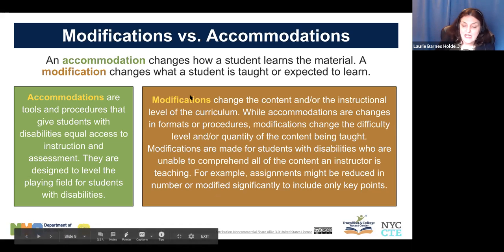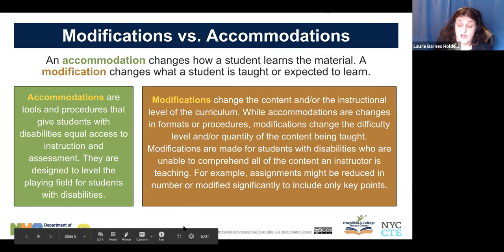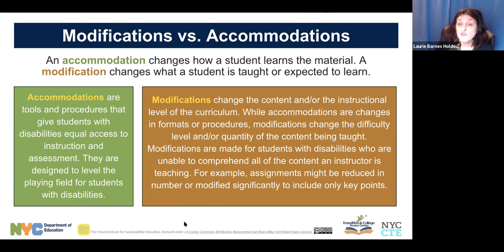So who gets these accommodations and who gets modifications? So students with disabilities who have IEPs or 504 plans may receive testing accommodations on all assessments, including New York State and New York City assessments, and even classroom assessments. So some students who also have been declassified, meaning they no longer have an IEP, may also receive accommodations. But in order to receive these accommodations, it has to be on a student's IEP or 504 plan. And it must include the type of accommodation.